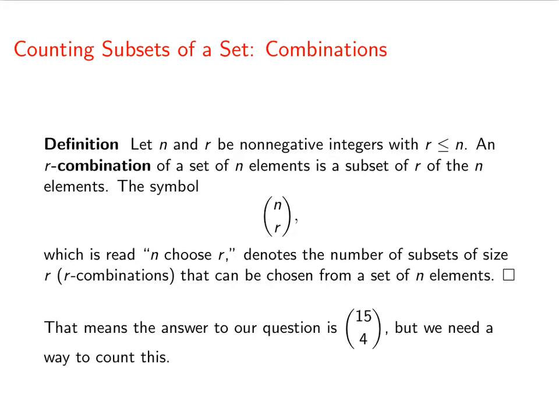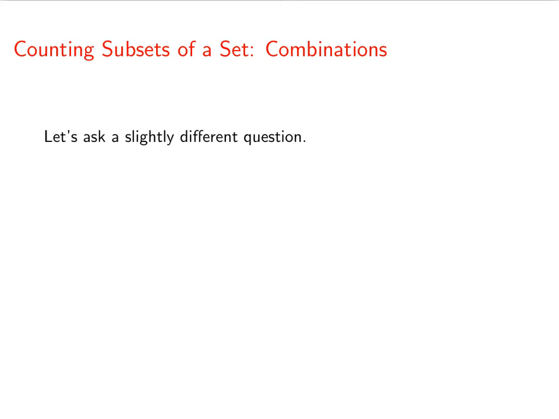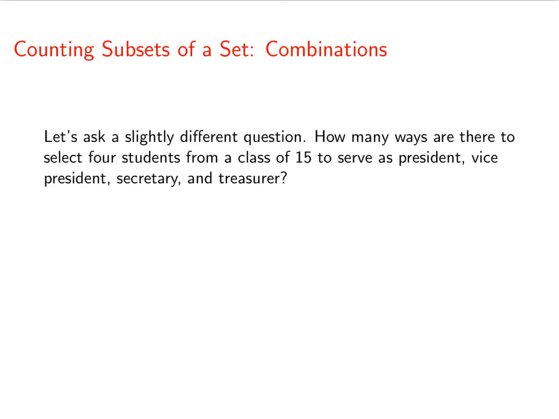So that means the answer to the question that we asked at the start of this is 15 choose 4. But right now we don't have a way of counting this. This is a number, but we don't know what number it is. So let's ask a related but slightly different question. How many ways are there to select 4 students from a class of 15, but now we're going to give them roles: president, vice president, secretary, and treasurer? How many ways are there to do this?